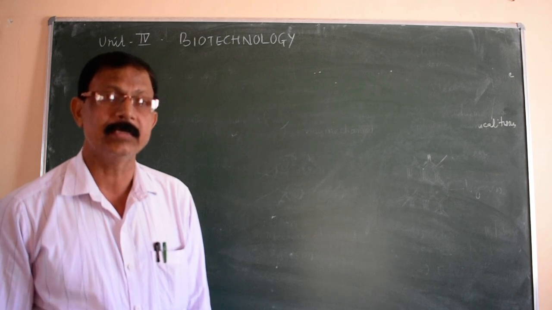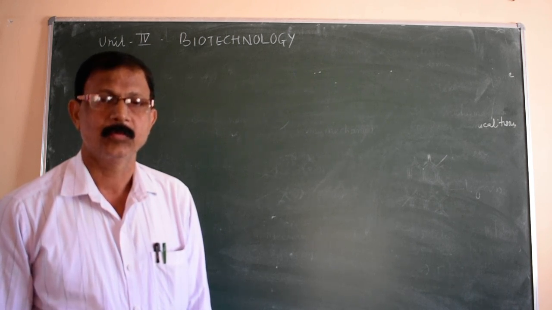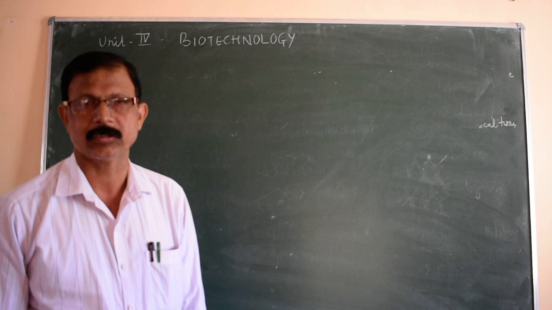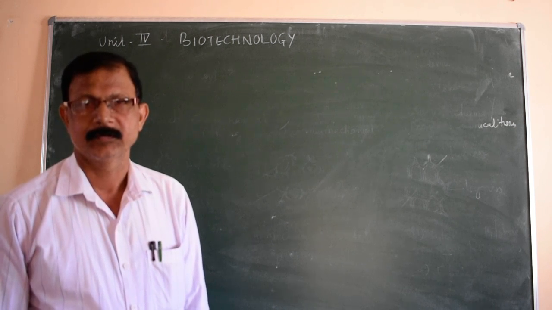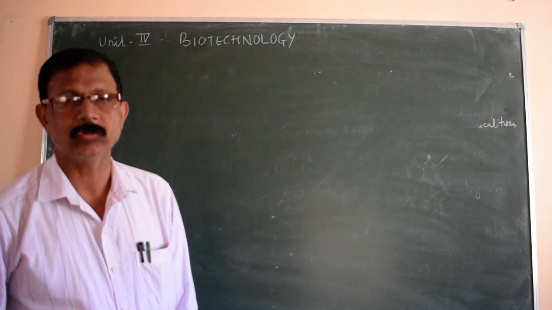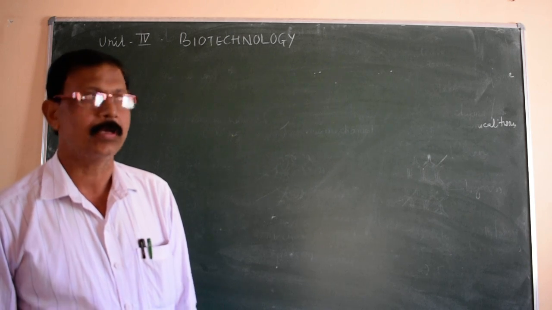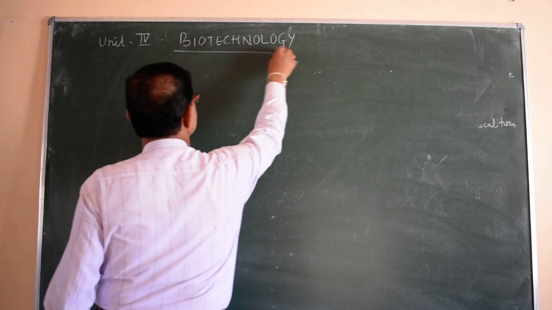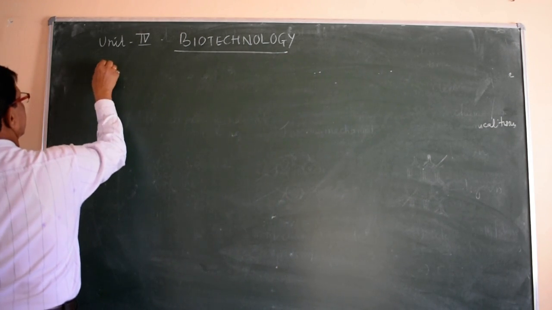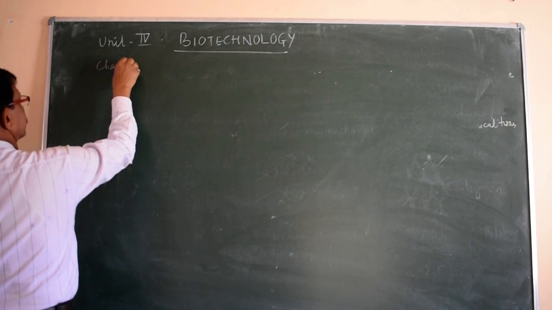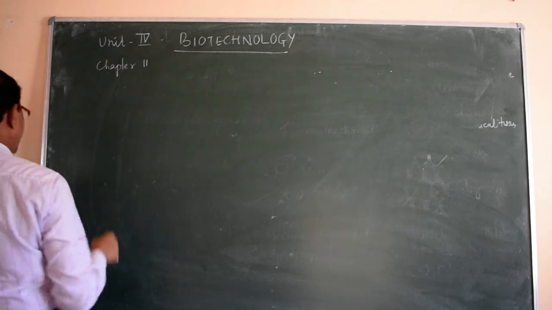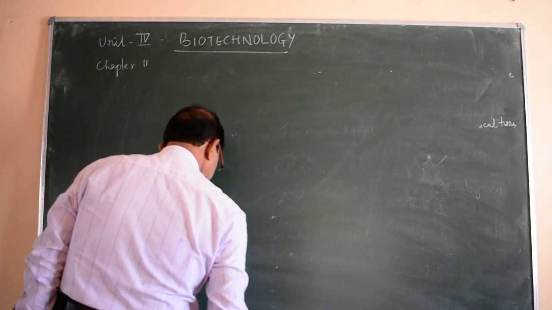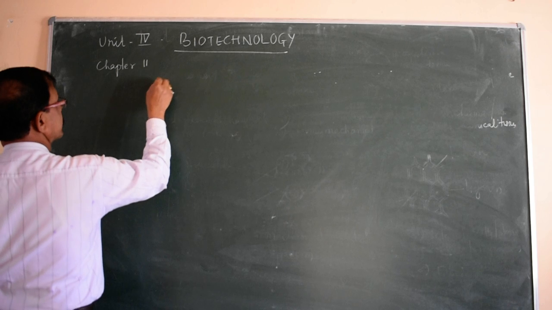Chapter number 9 is a deleted portion. It is not for your examination. Thereafter, you are moving to unit number 4, and that is Biotechnology. And we reach chapter 11, Biotechnology Principles and Process.